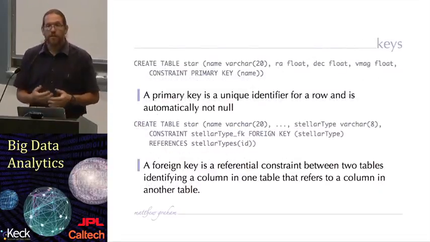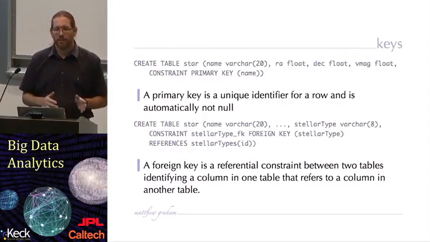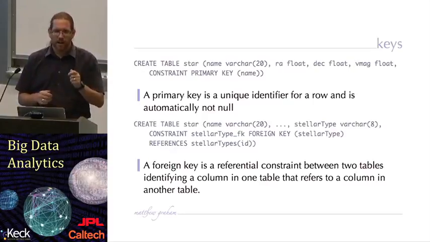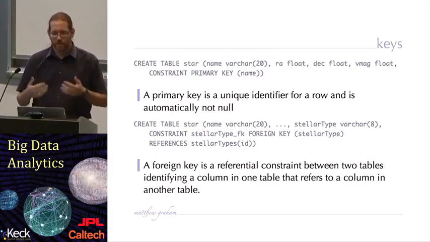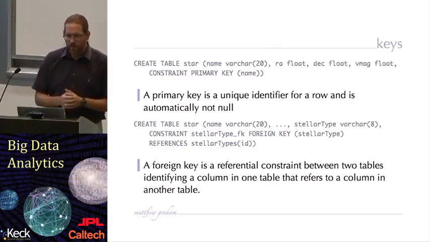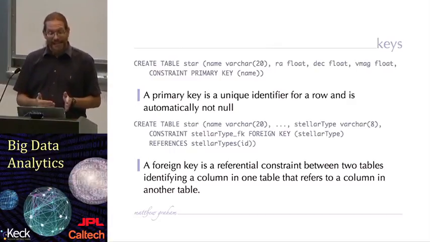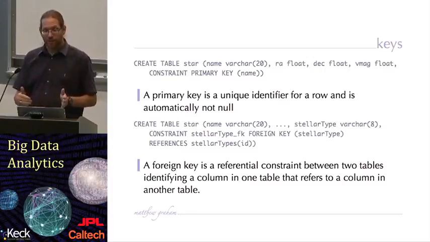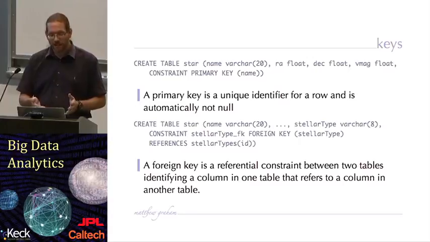A particularly useful feature is that of keys. Keys identify important columns in a particular table, and they will typically be used to identify a column in one table that I want to link to a column in another table that will be used for the purposes of doing joins. A table normally has what's called a primary key. This is a unique identifier for a row, and automatically has to be not null.